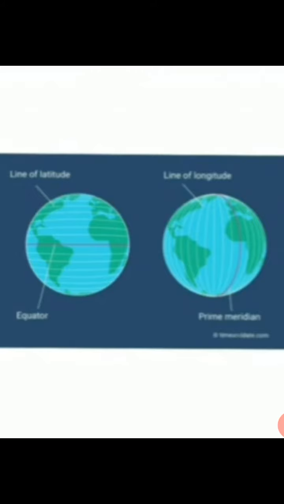The vertical line on the globe is latitude. As you can see, the vertical line on the globe in the picture. Now the horizontal line is longitude. As you can see, horizontal means a straight line. We will call the horizontal line longitude and the vertical line latitude. We have done all these points in chapter 1.